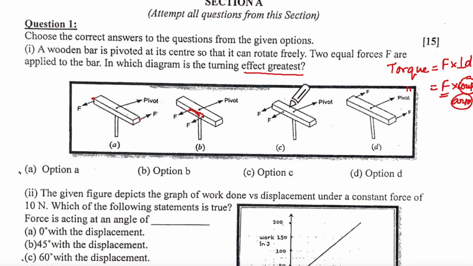You're understanding? Yes, ma'am. Let us see over here. This is giving me... Ma'am, it won't rotate in B and D, because this will be this way and this will be this way. Yes. So this will be equal and opposite, which means the torque is going to be 0 here.